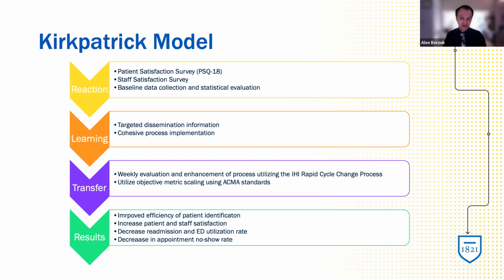And then we're going to utilize the IHI rapid cycle change process to evaluate and enhance the education. And then ultimately, again, we want to see improved efficiency, but we also want to see retention of the information that has been provided, and also see a change in practice related to the information that was provided, giving the staff a much more in-depth base and reasoning of why we're doing these changes and what the expected outcomes of these changes are going to be.